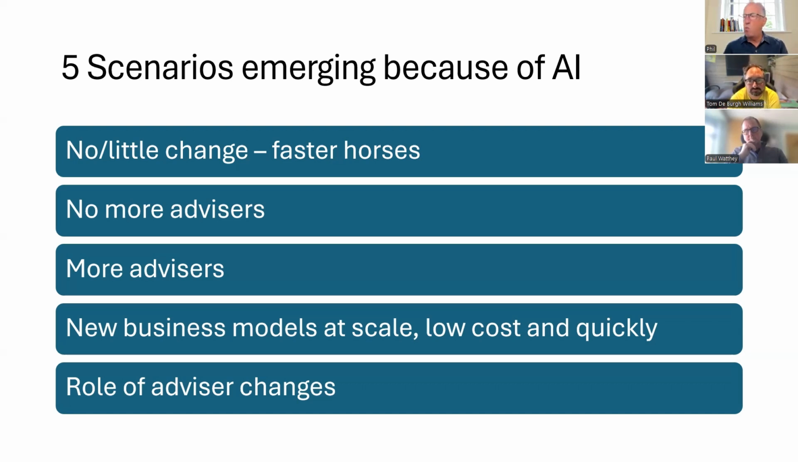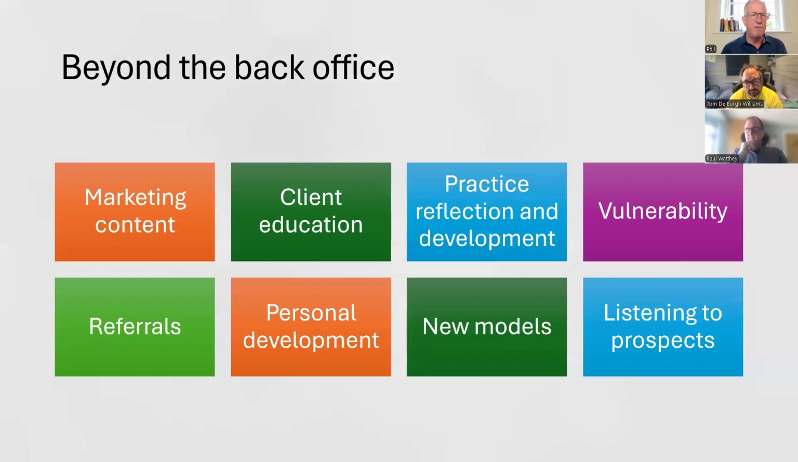And I've really tried to dig deep on this, and I can't think of any other scenarios that are feasible. So these are the two I just want to look at in a little bit more detail: new business models at scale, and how we can use AI to support that, and how the role of the advisor is changing.